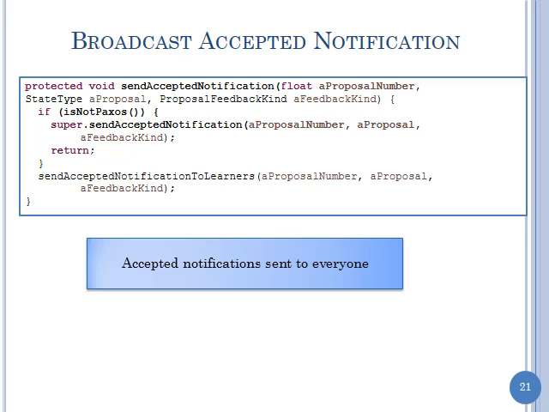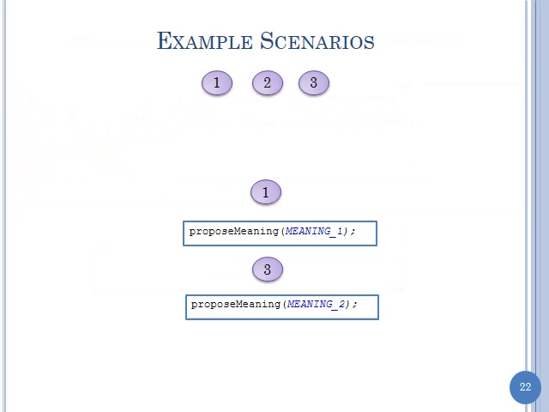And this is the response, the code that decides who gets the responses to accept a request. And if it's not Paxos, do whatever the superclass does. Otherwise, we send the accepted notification directly to the learners so they can each invoke an algorithm to learn the majority value. Okay, so that was the implementation.